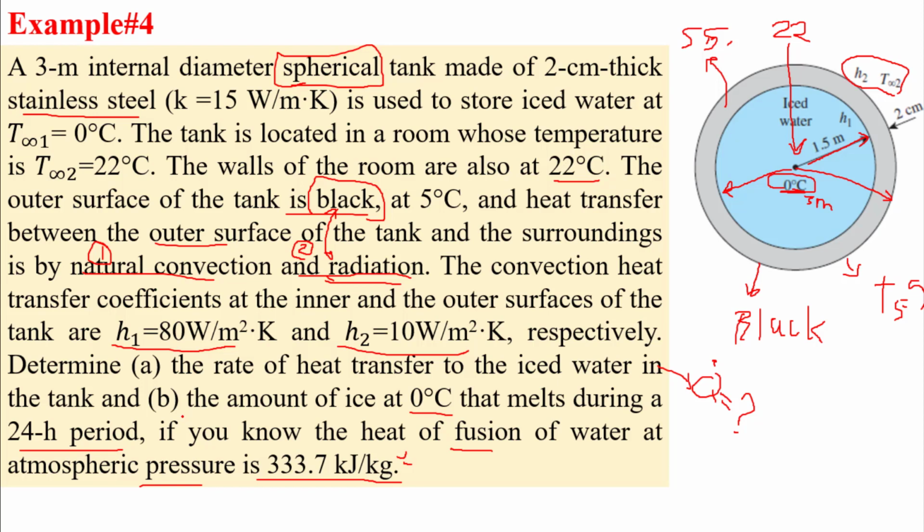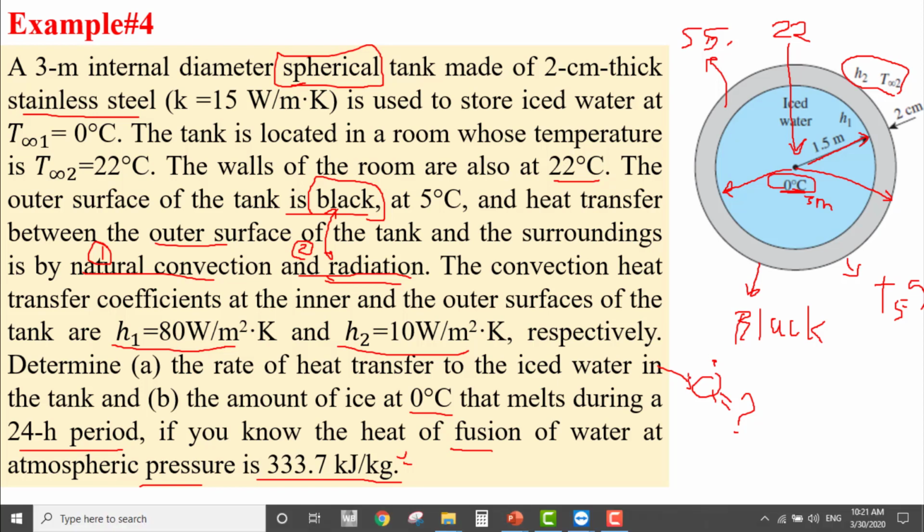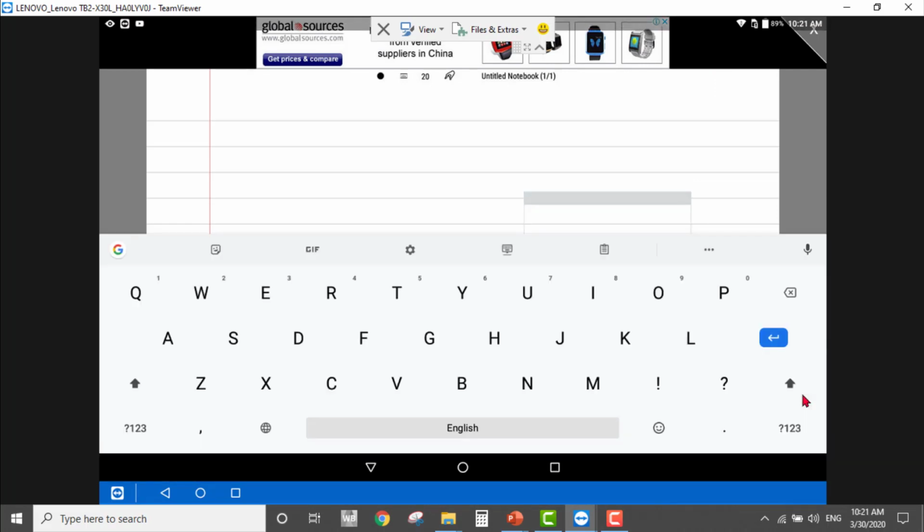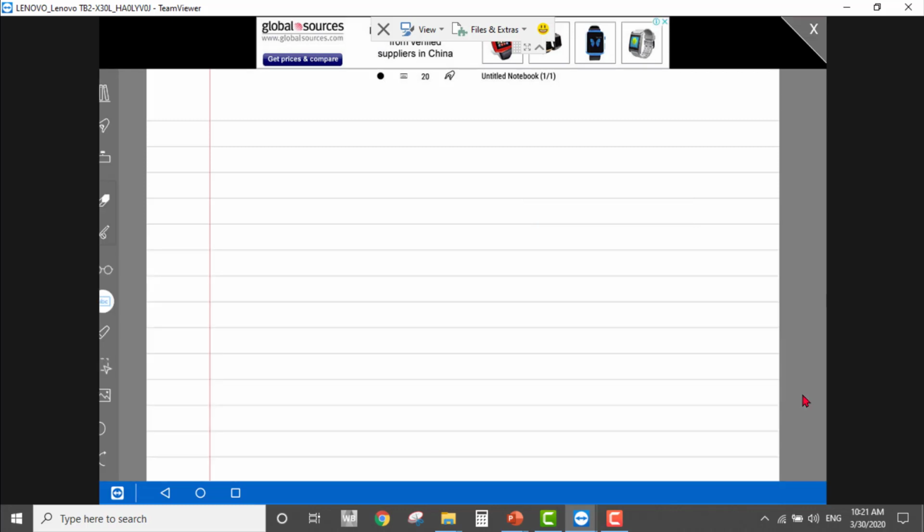So what do we have here? How will we start? So let us first move to the solving board. Here it is. Okay, and let me first draw the geometry. So here is the geometry. We have here ice inside the inner surface, and here we have stainless steel.